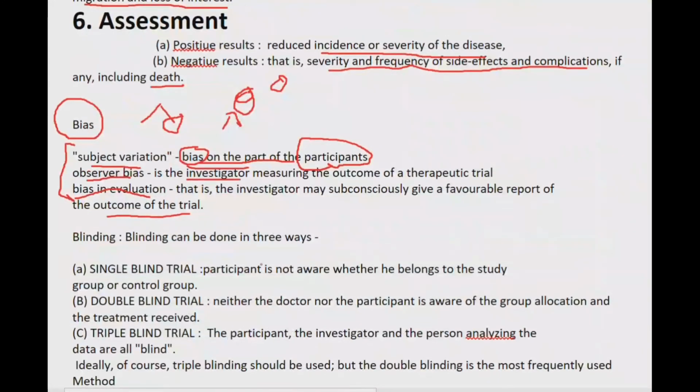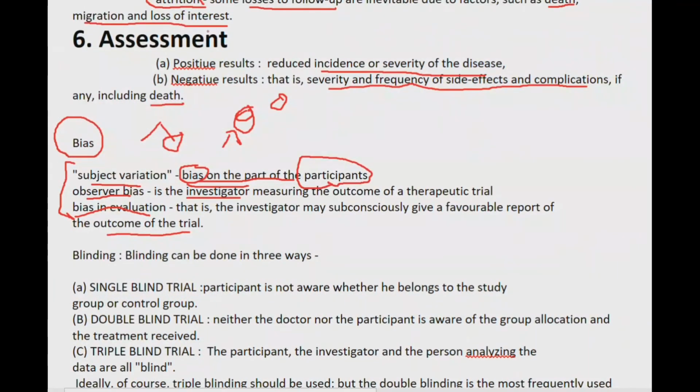I have already mentioned that randomization is done to eliminate bias. It is mainly of three types: subject variation, observer bias, and bias in evaluation. Okay. Now blinding. After doing these six steps, there is one concept known as blinding. Blinding means that while doing this trial, the observer, the participants in the intervention and control groups, and the evaluators may be blinded. So three.